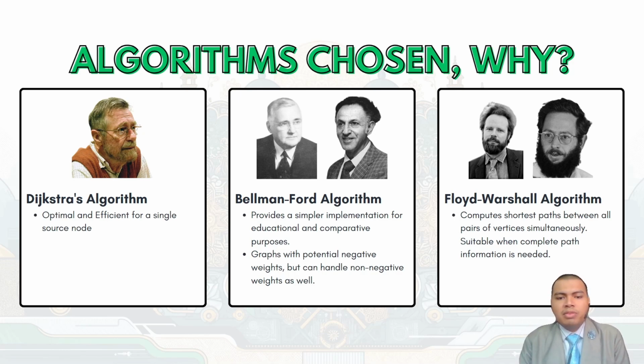Next, for the Bellman-Ford algorithm, we chose this algorithm because it provides a simpler implementation for educational and comparative purposes. It works on graphs with potential negative weights, but it can handle non-negative weights as well. And the last, we have chosen the Floyd-Warshall algorithm because it computes the shortest path between all pairs of vertices simultaneously, and it's suitable when complete path information is needed.